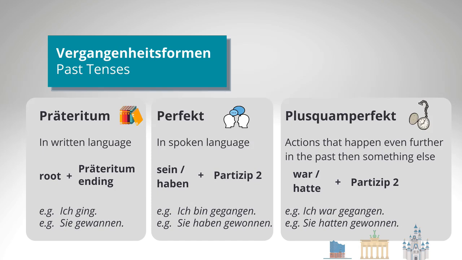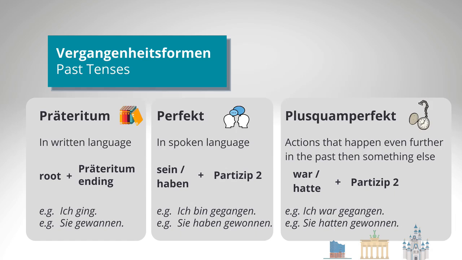Most other verbs, however, like in our second example sentence, sie haben gewonnen, they have won, use the auxiliary verb haben, to have. And the Partizip 2 is formed by taking the root of the verb and adding ge at the front and t at the back. That's how a regular Partizip 2 is formed. So you can see that our two example sentences don't use regular Partizip 2 forms, because otherwise they would need to end in t, but they end in en. But as I already mentioned, more on that later.